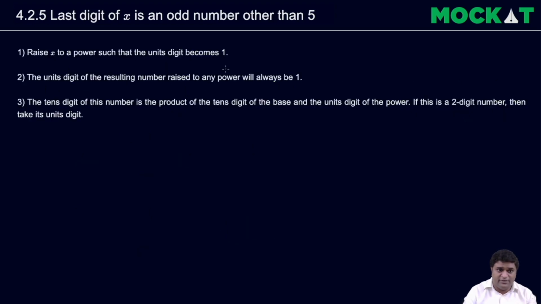So once again, the concept is this. Raise x to a power such that the units digit becomes 1. The units digit of the resulting number raised to any power will always be 1. We saw that. The tens digit of this number, right? So one last time, let's do it, right?